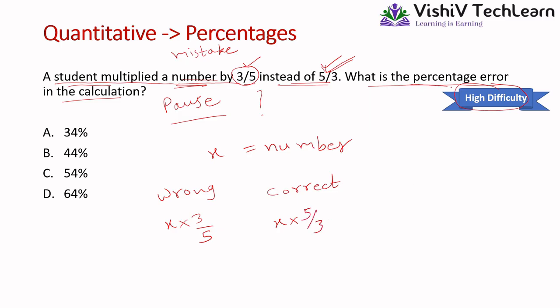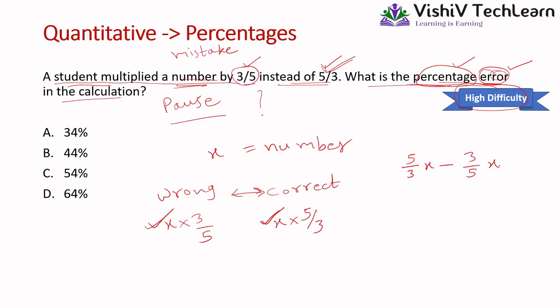Now here we have to calculate percentage error. This word is very important. Percentage error. These two words are important. First we have to concentrate on the error part, and then we will think of percentage. Now error will be the difference between these two, the correct case and the wrong case. This is a bigger multiplication and this is a smaller multiplication. So the error will be the difference between these two. So the difference is 5 by 3 x minus 3 by 5 x.